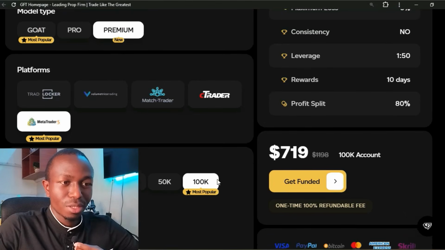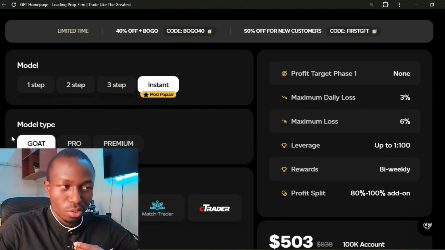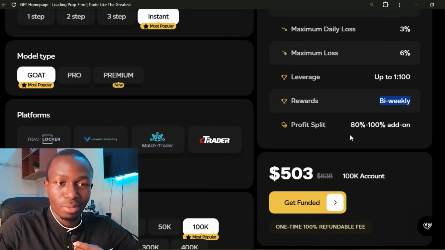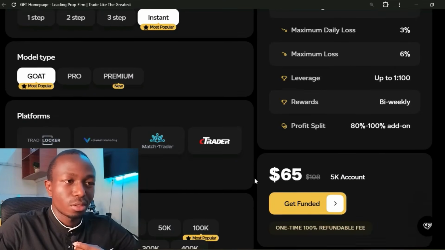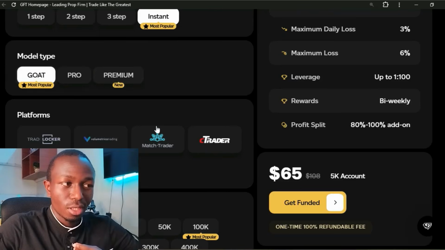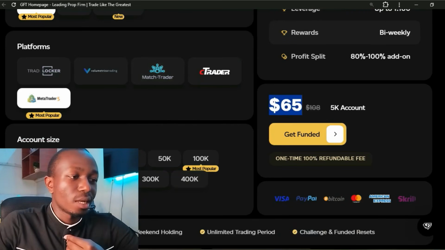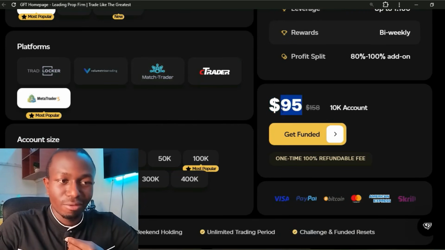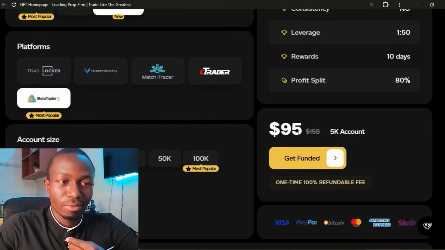All right, now let's look at the pricing. Okay, let's look at the pricing comparison between the instant premium and the instant GOAT. Like we said, GOAT has a consistency rule. Also, the payouts are bi-weekly, and you can trade on MT5, cTrader, MatchTrader, all of these across all account types. Okay, including the instant premium. You can also trade on MT5. Now the GOAT 5K is going for $65. The 10K is going for 95. Now on the premium, the 5K is going for 95.